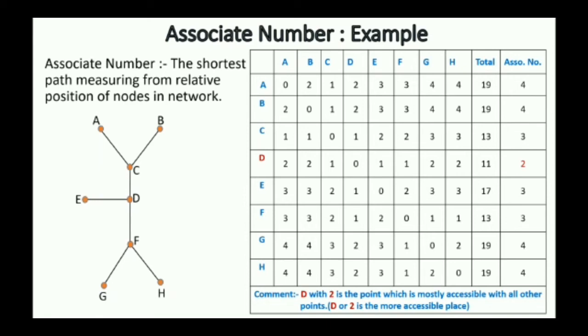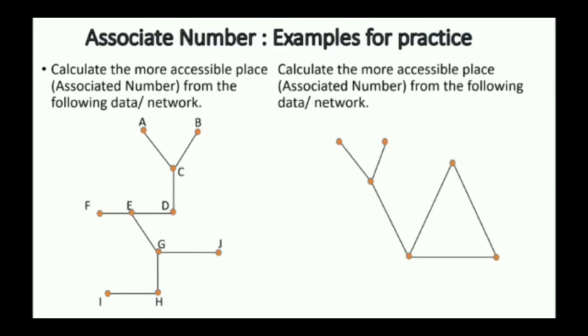Or in other words, the symbol index indicates the nodal position of D is most accessible of all nodes. Node D requires very few edges compared to other places or nodes. It means that it has a high centrality, connected to other places. This is the example for practice.